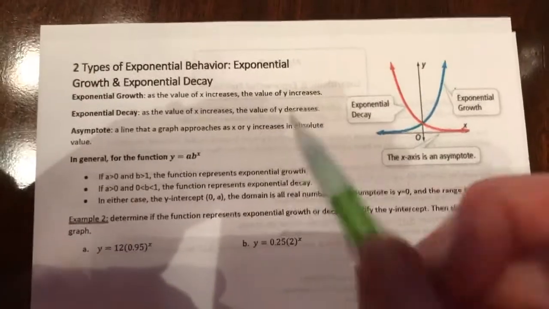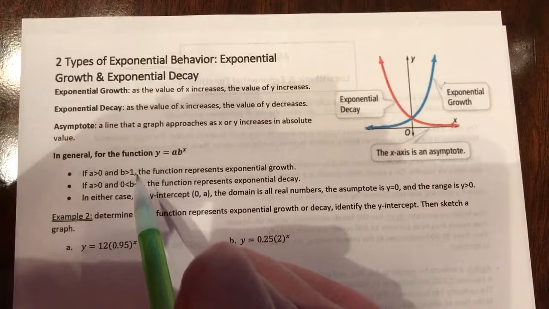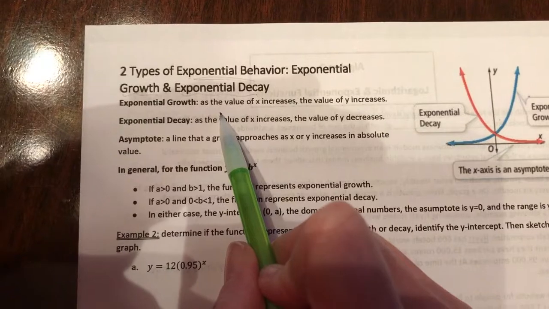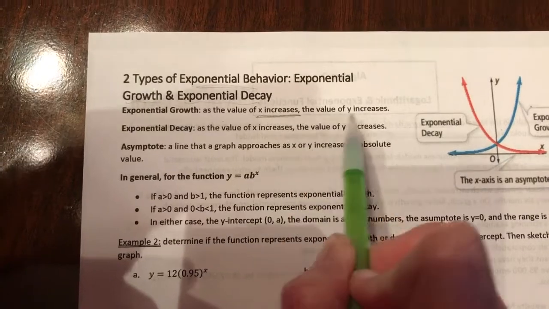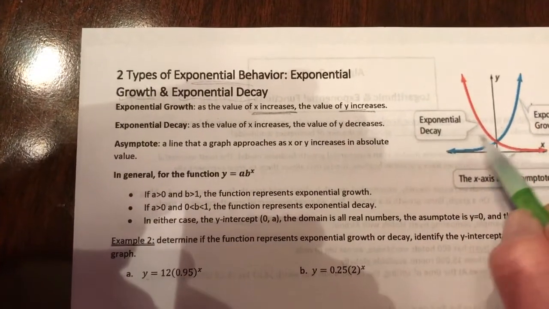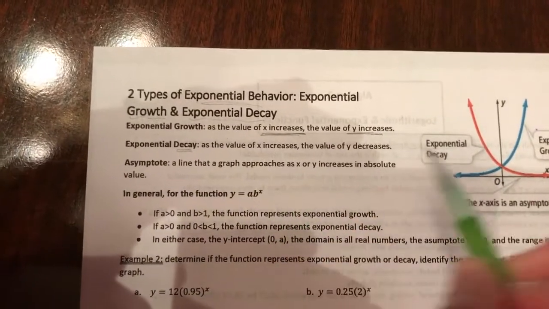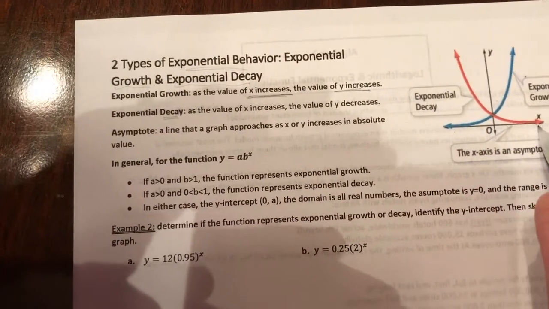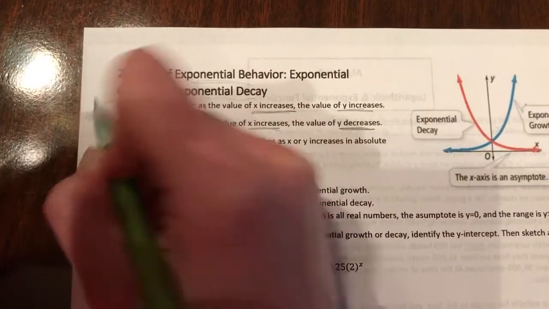Let's take a look at the definition here for exponential growth. So there's exponential behavior. There are actually 2 types of exponential behavior. We can have growth, but we can also have decay. Exponential growth is when, as the value of x increases, the value of y increases. So this is your exponential growth function. Versus exponential decay. As the value of x increases, so you can see x increases as we go to the right, but the y value gets smaller. The y value decreases. So this is an important definition to remember.